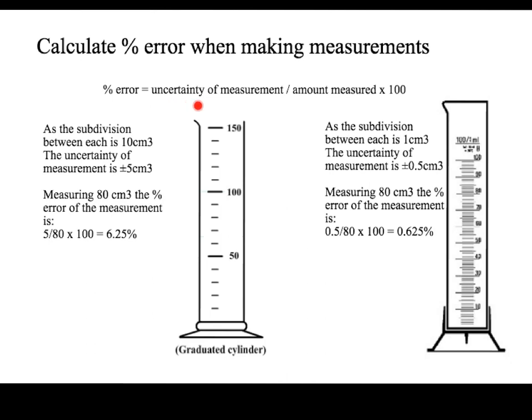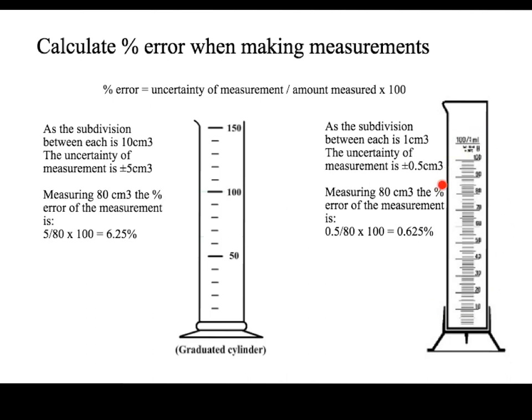So the calculation for percentage error is uncertainty divided by the amount measured times by 100. The uncertainty of this piece of equipment is 5, because it was plus or minus 5, divided by the measurement you're taking, which is 80, times by 100. So the percentage error is 6.25%. Every measurement you take with this has a percentage error of 6.25%.